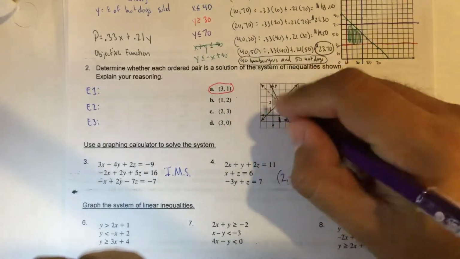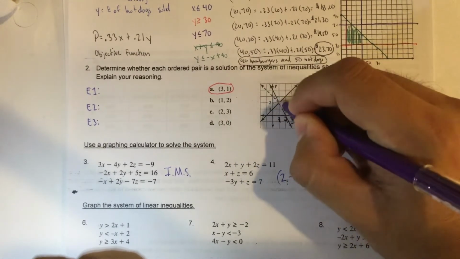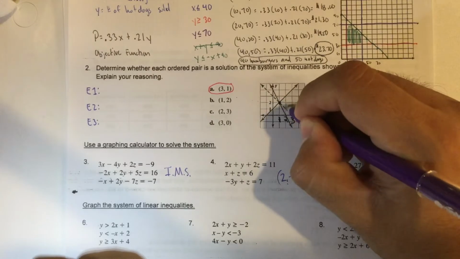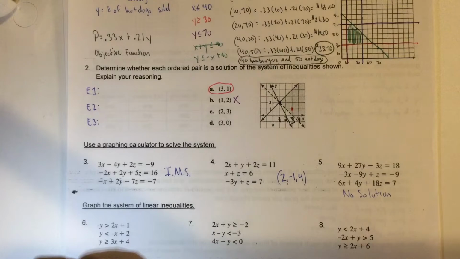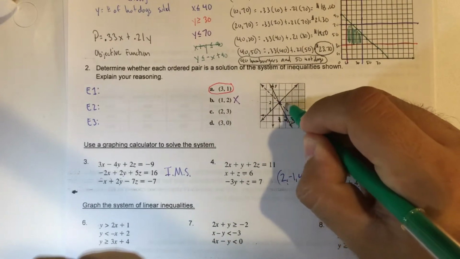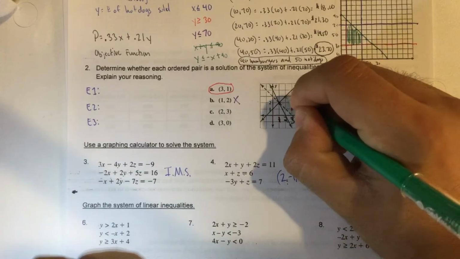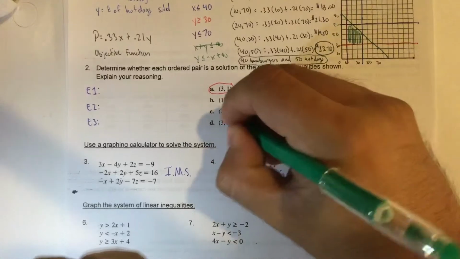For the next one, 1, comma 2. So it's in the intersection of these 3 lines, but since this line is dashed, this is not a part of the solution set. For 2, comma 3, 1, 2, 1, 2, 3. It's right next to the solid region and it's on the solid line, or the triple shaded region and solid line, so this one's going to be a yes.